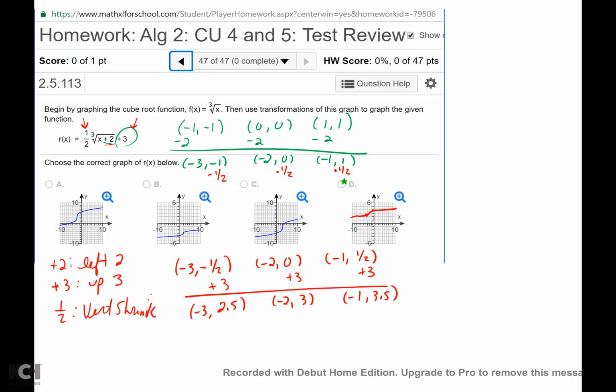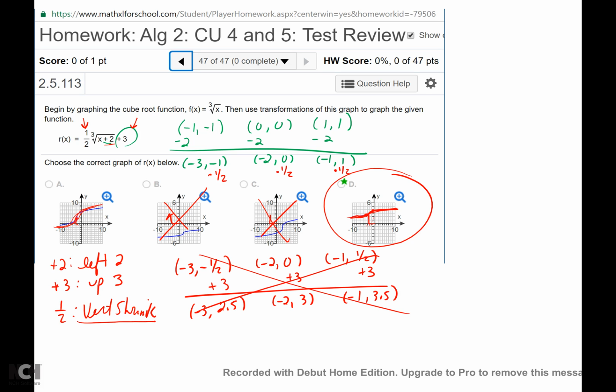So the only one that went 2 left and up 3, this didn't go 2 left and up 3. This did not go 2 left and up 3. This did. But it was a shrink. This would be a stretch. See how it's like stretched the S? And this made it really flatter, so it's got to be T. Again, in a multiple choice situation, you can find the graph without doing all the math.